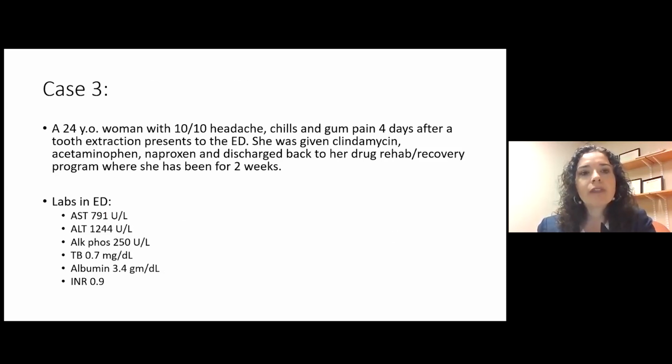Case number 3, a 24-year-old woman with a 10 out of 10 headache, chills, and gum pain 4 days after a tooth extraction presents to the ED. She was given clindamycin, acetaminophen, naproxen, and discharged back to her drug rehab/recovery program, where she has been for 2 weeks. Her labs in the emergency department: AST was 791, ALT was 1,244, alk-phos was 250, her total bilirubin was normal at 0.7, albumin was 3.4, and INR was 0.9.